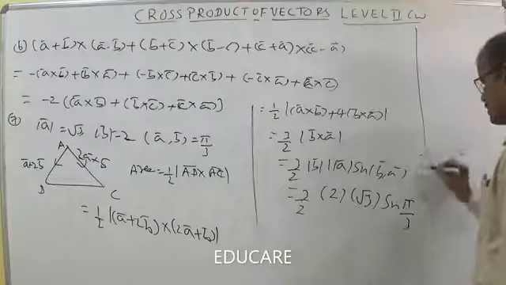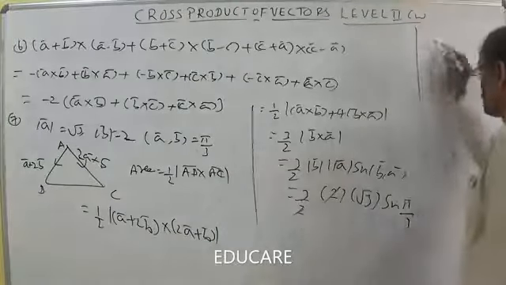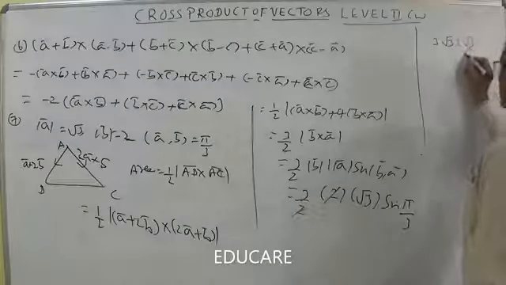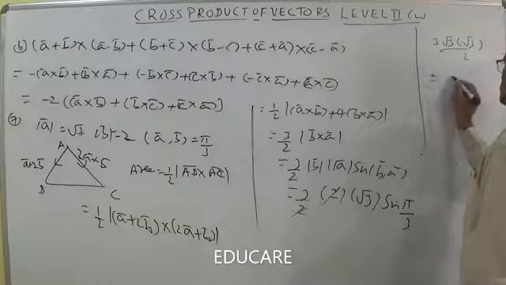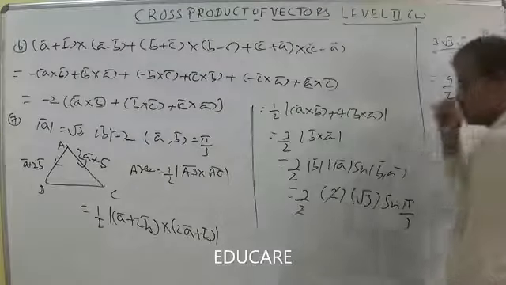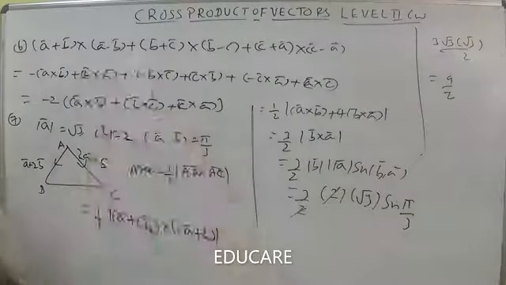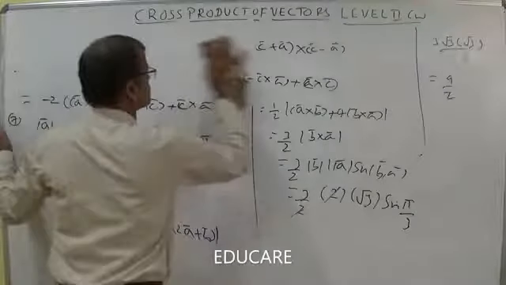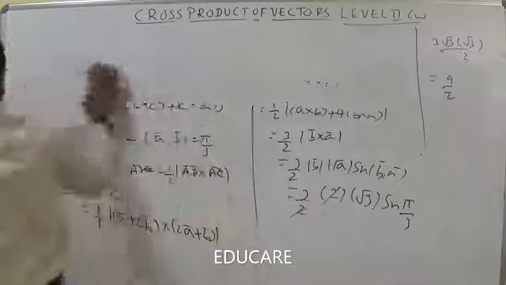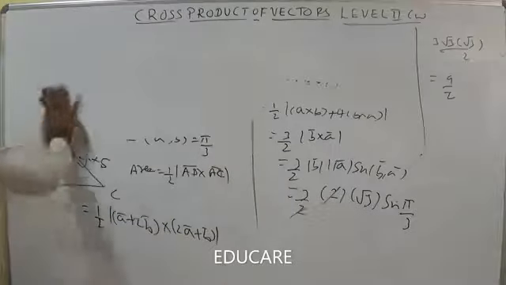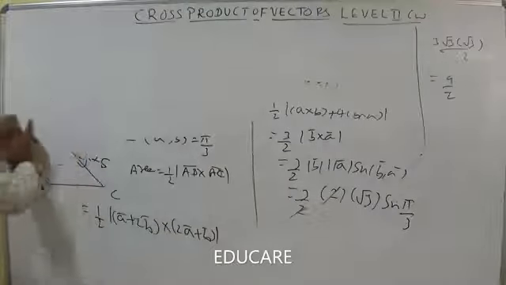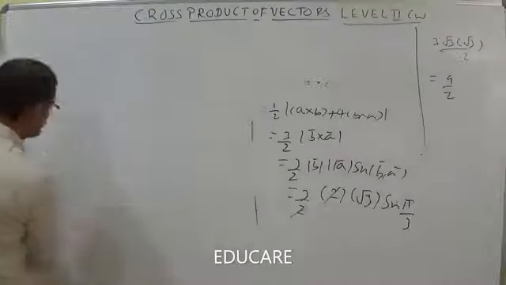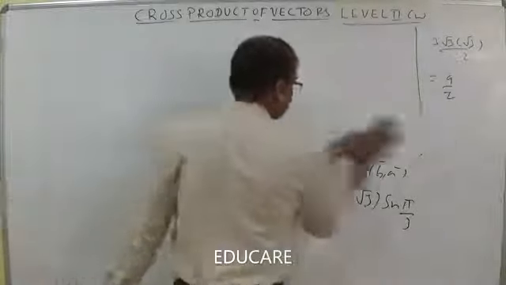What is the value of sine? This 2 and 2 will get cancelled. Here 3 into root 3 into sine pi by 3, value root 3 by 2. So 3 threes are 9 by 2. 9 by 2 square units is the area of the given triangle having these adjacent sides. Seventh completed. Eighth one is about the area of a quadrilateral.